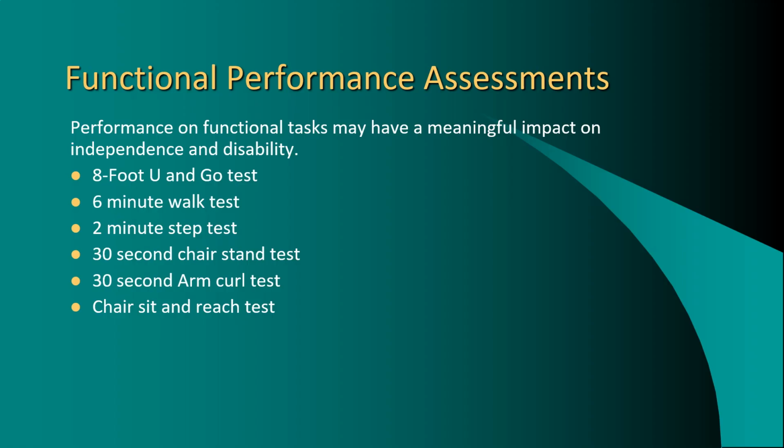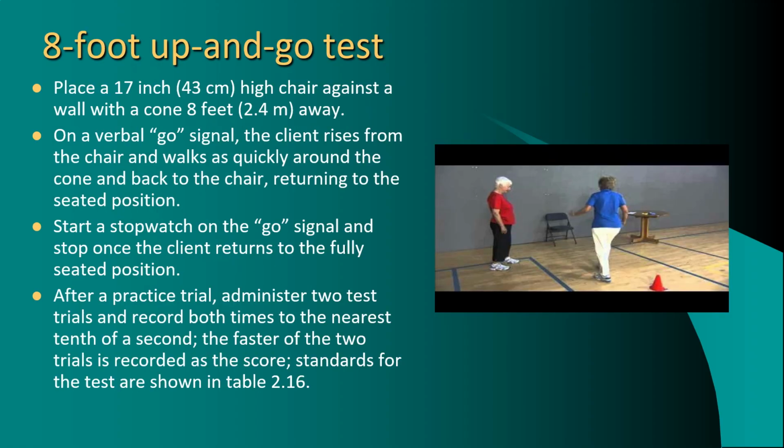So there are other tests. These are in the classification of functional performance assessment, but many of these tests are used in the battery test for older adults that are frail. So there's the 8-foot up-and-go test, 6-minute walk test, 2-minute step test, 30-second chair stand test, 30-second arm curl test, and chair sit and reach test. So let's take a look.